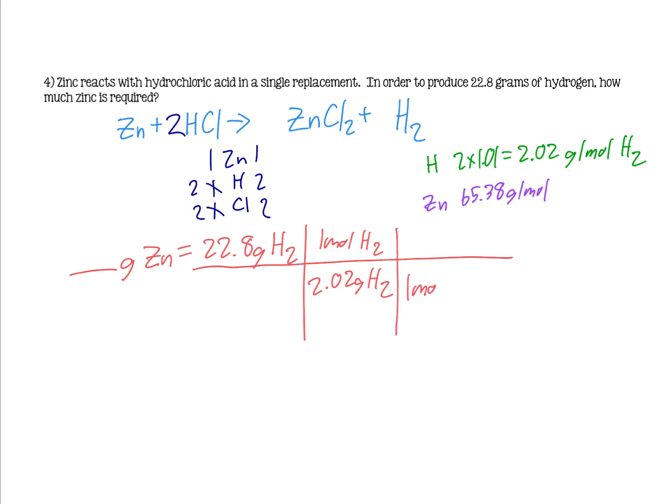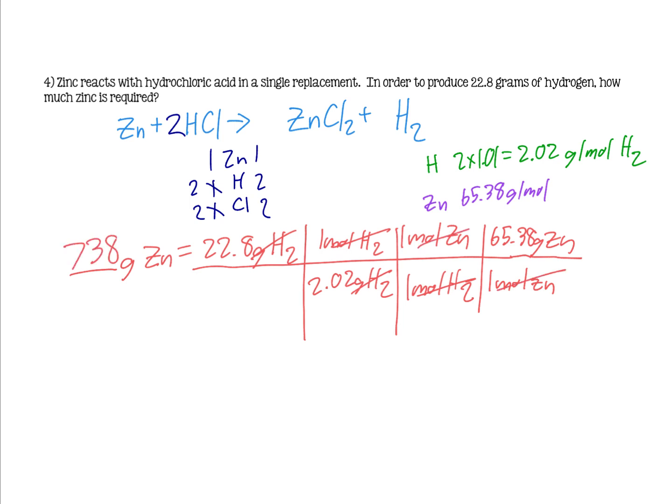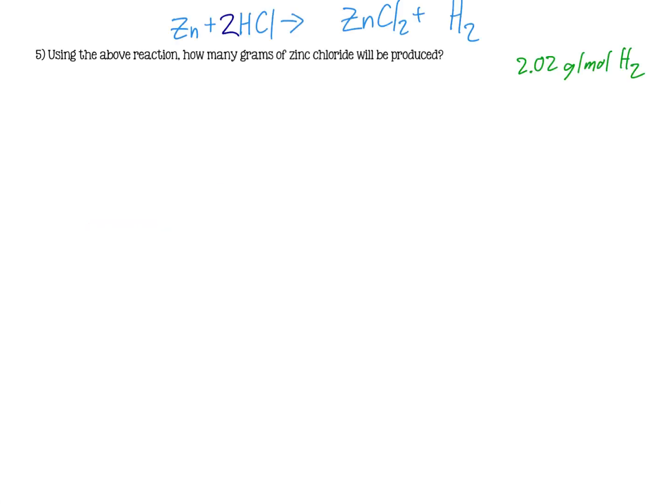Once we cancel out our grams, we now need to convert moles of hydrogen to moles of zinc. So, according to our lovely balanced equation, 1 mole of hydrogen gives us 1 mole of zinc. Finally, we convert moles of zinc to grams using the molar mass. Now that we cancel everything out, multiply all the numbers on top, divide by the numbers on bottom, and you get 738.